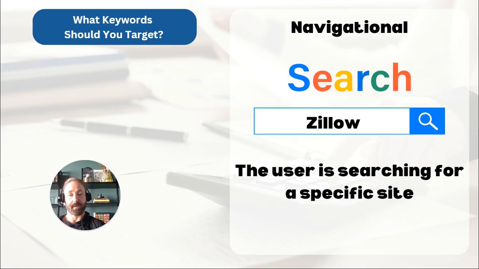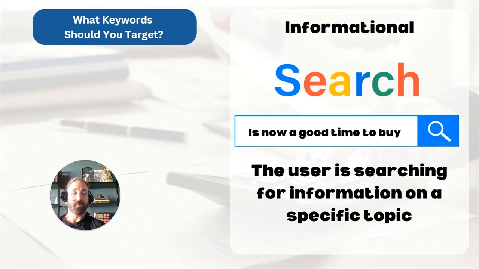So navigational would be somebody that's searching for a specific site. So they actually go to Google, and you'd be surprised. Most people, you would think, would just go to Zillow.com and go directly to it. But a lot of people go to Google or a search engine and they just type in Zillow and then they go to the top. It's probably Zillow.com and then they click on it. That's what we consider a navigational search.